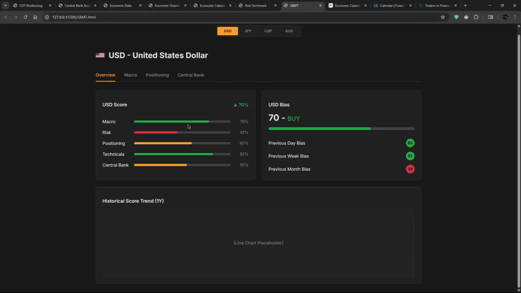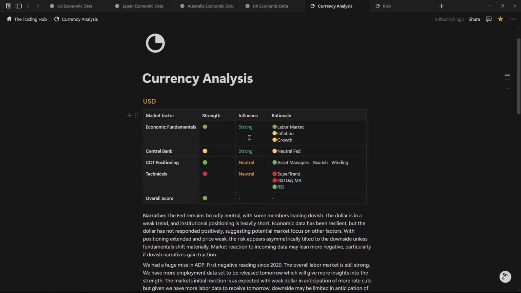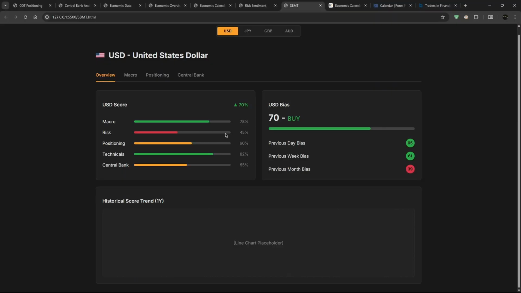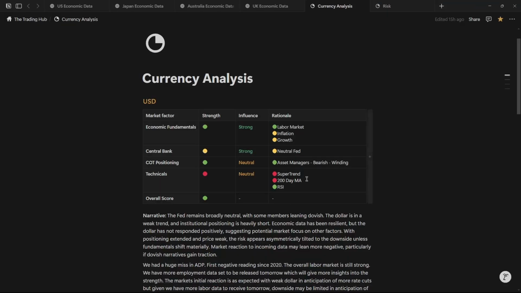This will be the master tool that aggregates macro, risk, positioning, technicals, and central bank, and then gives you one score. It'll give you a score right here, and it will tell you if you should buy, sell, or if it's neutral, and then you have a historical trend. The way that I currently analyze the markets from a fundamental perspective, I have to do manually. As mentioned, I'm planning to build software to automate all of this, so I don't need to manually enter anything. But with that being said, let's get into the explanation.